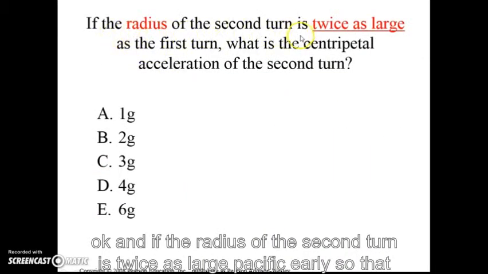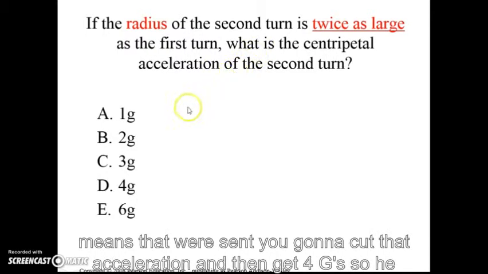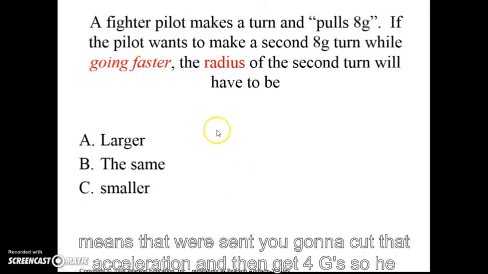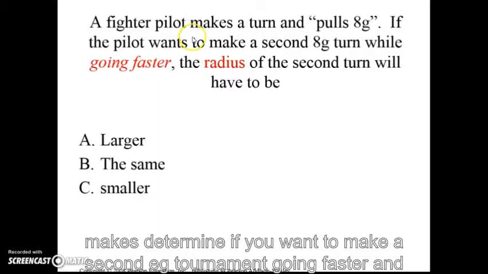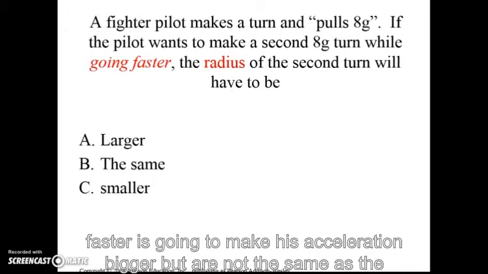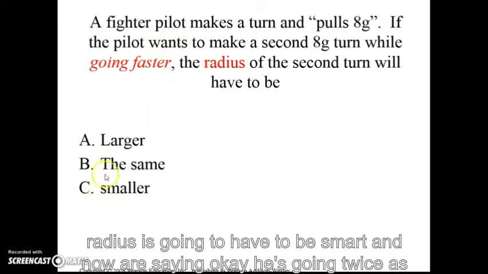Okay, and if the radius of the second turn is twice as large, specifically, that means we're essentially going to cut that acceleration in half, then we'd get 4 g's. So he makes the turn and pulls 8g. If he wants to make a second 8g turn while going faster, going faster is going to make his acceleration bigger, but I want the same, so the radius is going to have to be smaller.